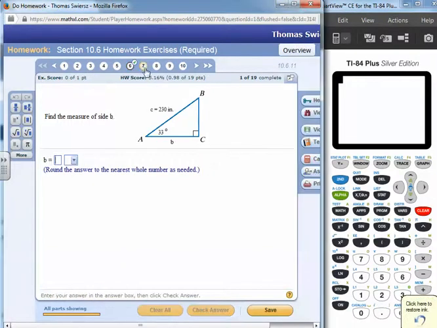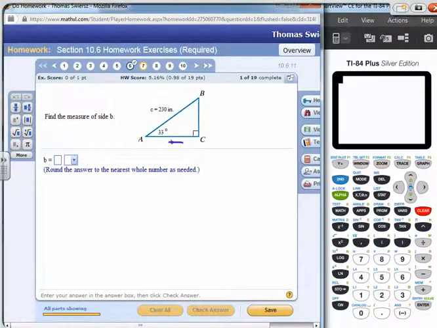All right, let's look at problem number 7. We're asked to find the measure of side B. This time we need to involve B and the side 230, which is the hypotenuse. With respect to the 33-degree angle, the side B is adjacent, and C is opposite the right angle, right? The two legs form the right angle, so C is actually the hypotenuse.